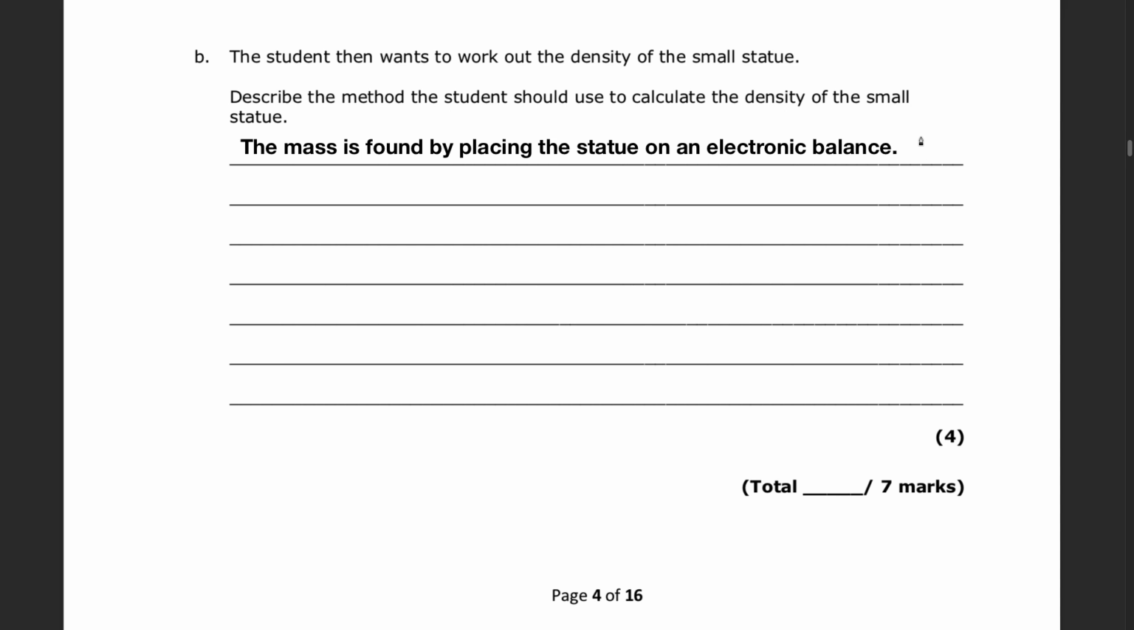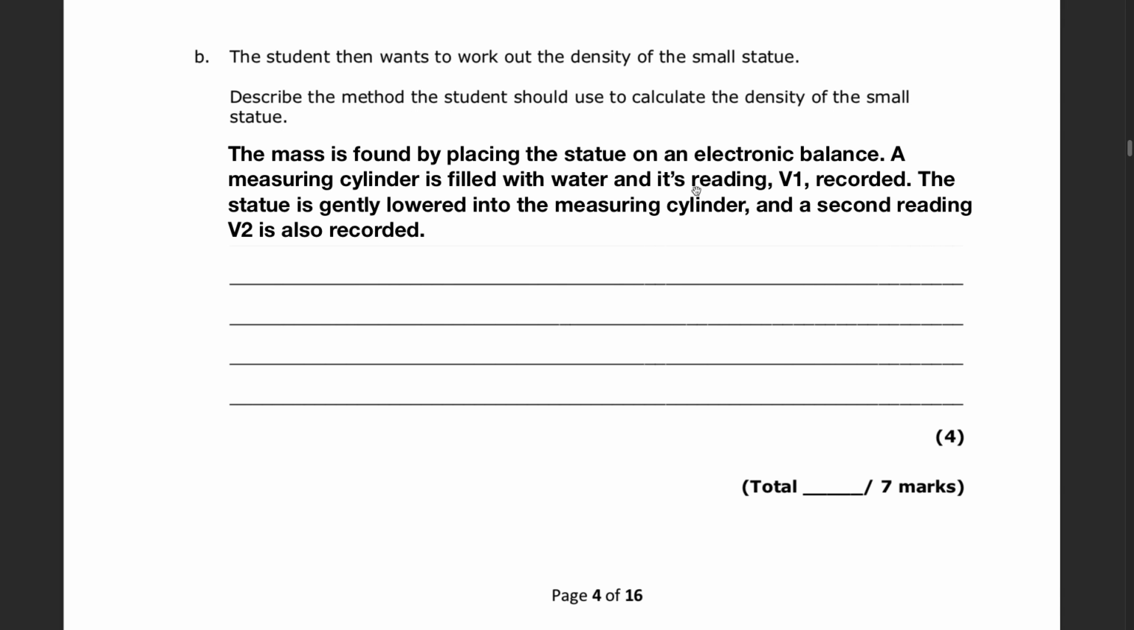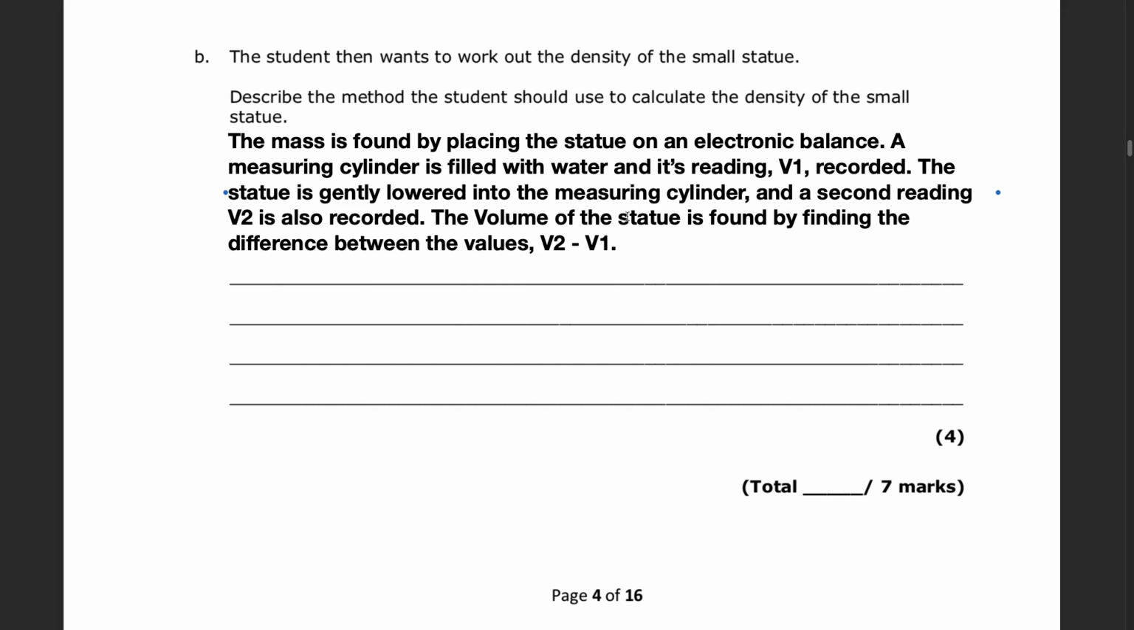So the first step in finding the volume would be a measuring cylinder is filled with water and its reading V1 recorded. Next, the statue is gently lowered into the measuring cylinder and the second reading, V2, is also recorded. Once we have both values, we simply find the difference, and that will give us the volume. So the volume of the statue is found by finding the difference between the values, V2 minus V1.